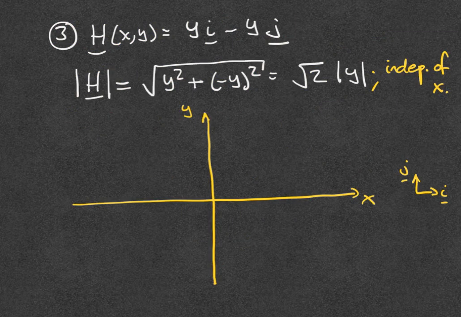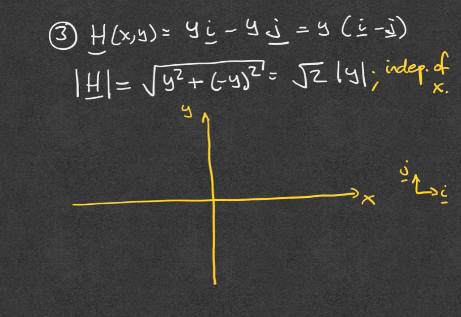So for this example, we have a vector field which is y times i, the unit vector in the i direction, minus y times j, the unit vector in the j direction. We see y is a common factor, so why don't we write this as y times (i minus j).